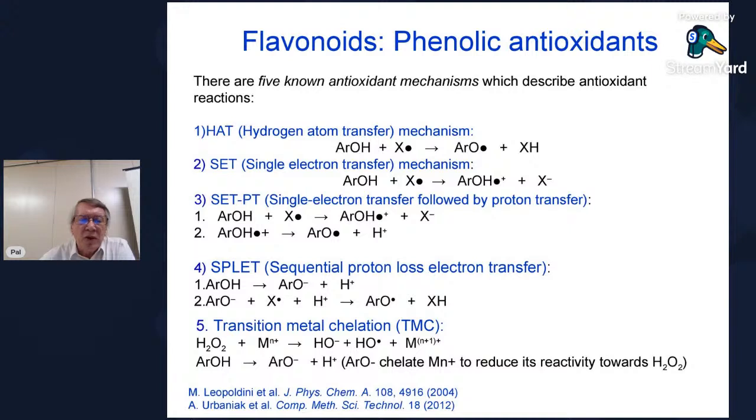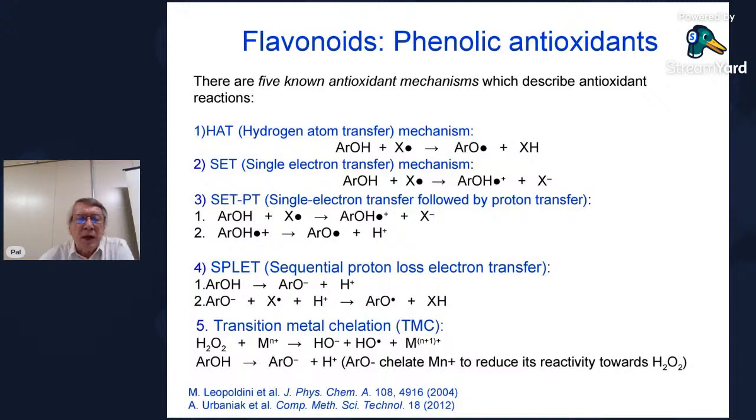The five most important mechanisms surveyed and discussed by two very good review articles are, first, the hydrogen atom transfer mechanism, represented by this equation, in which the phenolic OH transfers one hydrogen atom, one electron and the hydrogen ion, to the radical, and that way converts it into a neutral species and forms an aryloxy radical, which is, due to the delocalization, much more stable, much less toxic than the initial radical.